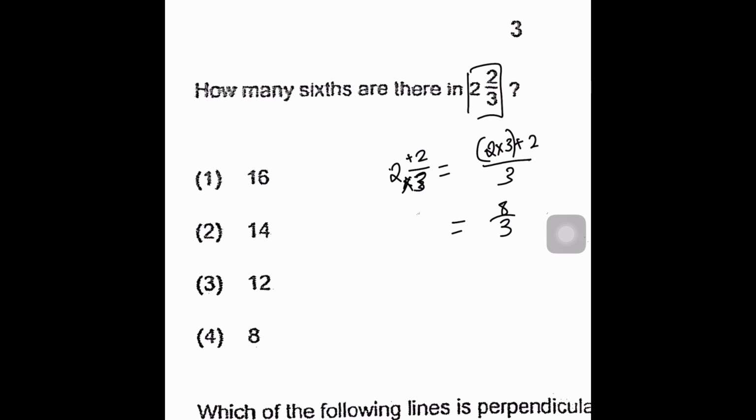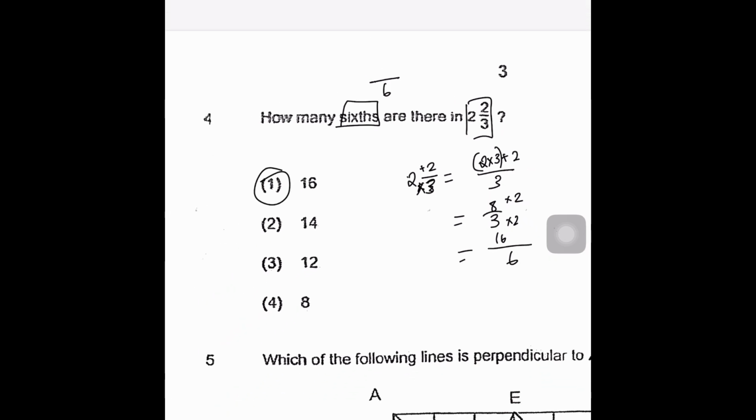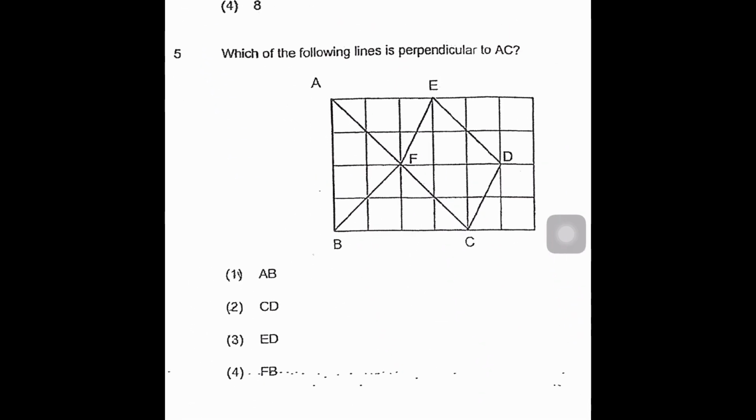So over here there's 8 thirds, but they're asking you for how many 6. So they're asking you what's the numerator over 6. So you basically change the numerator, so you times 2 and times 2. So you'll get 6. 8 times 2 will give you 16. So the answer is 16 for question number 4. So answer is 1. Next, question 5.